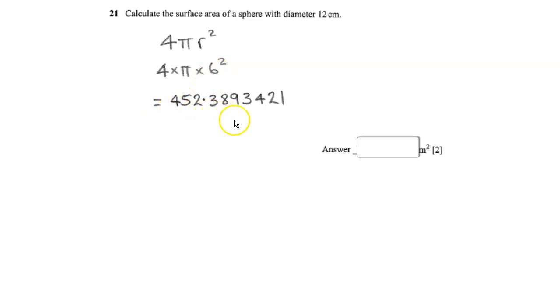And when we key that in, this is the number we get for the surface area of a sphere. So it's 452.389 centimetres squared. So remember, 4 pi r squared would be in your formula sheet in your GCSE.